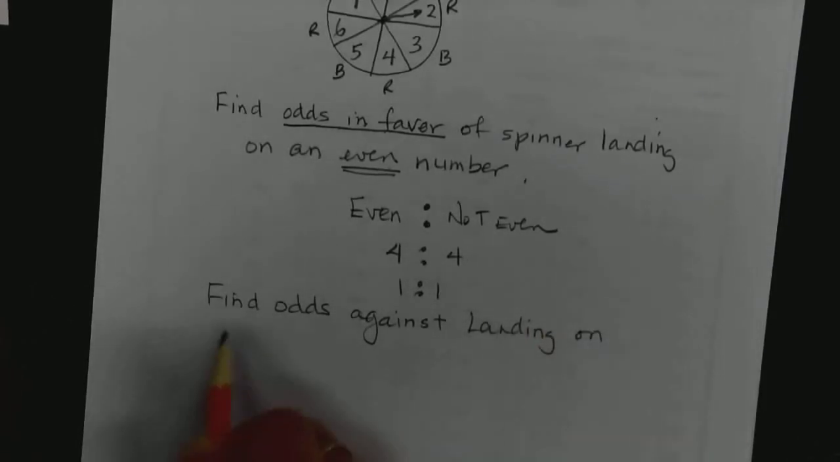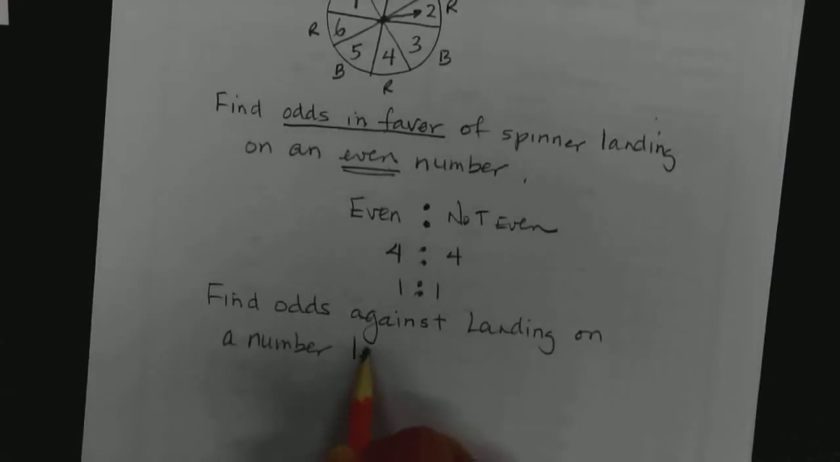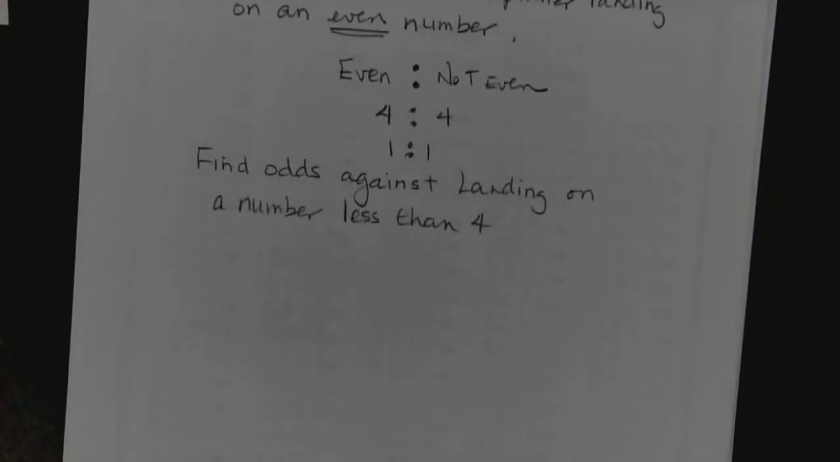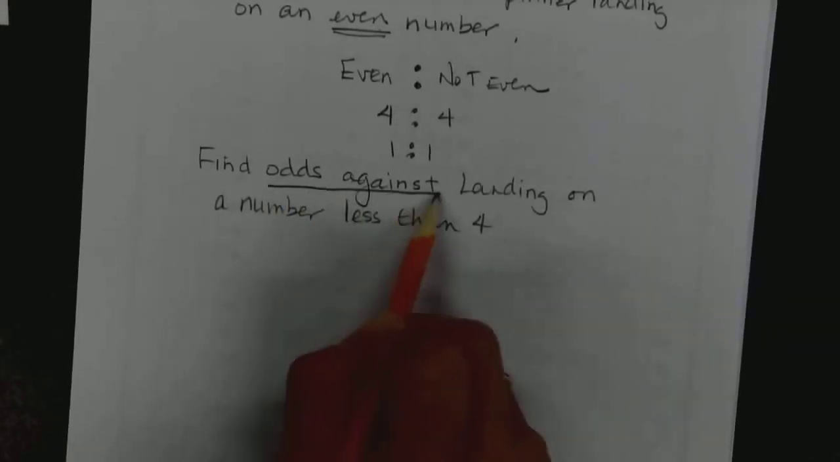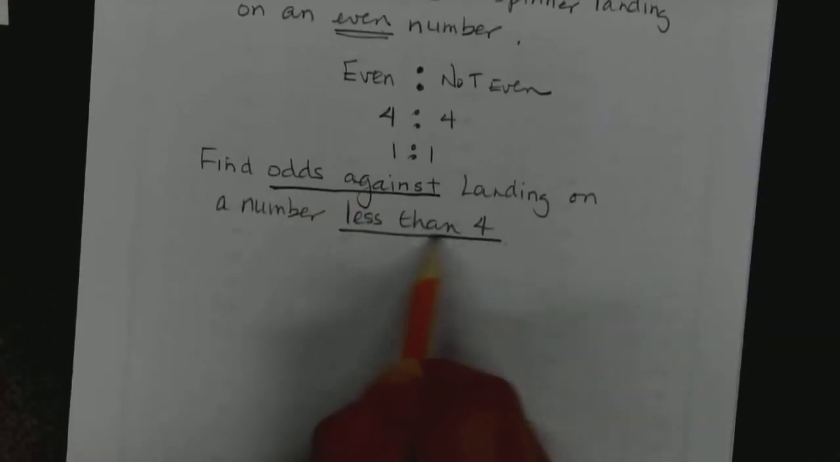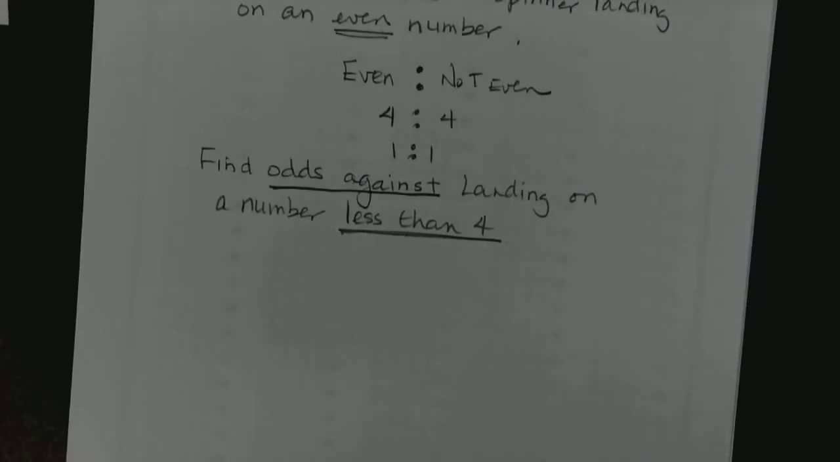Landing on a number less than 4. So 3 out of 8. Odds against. There's 5 other numbers. Can you land on 4? So it has to be less than 4.